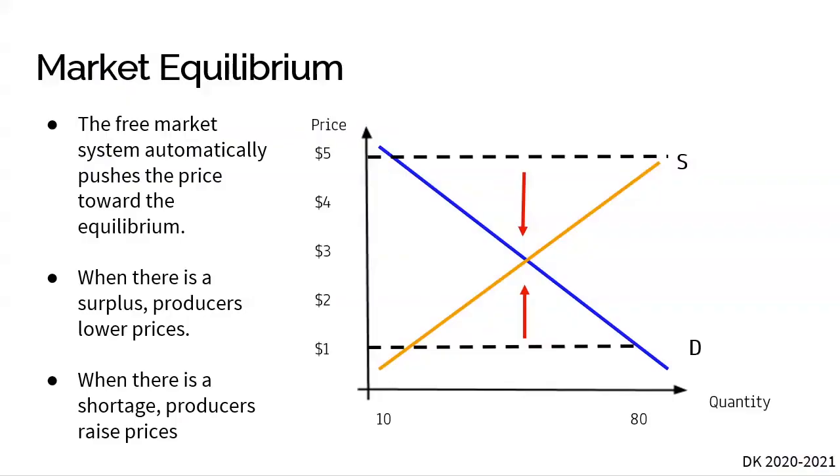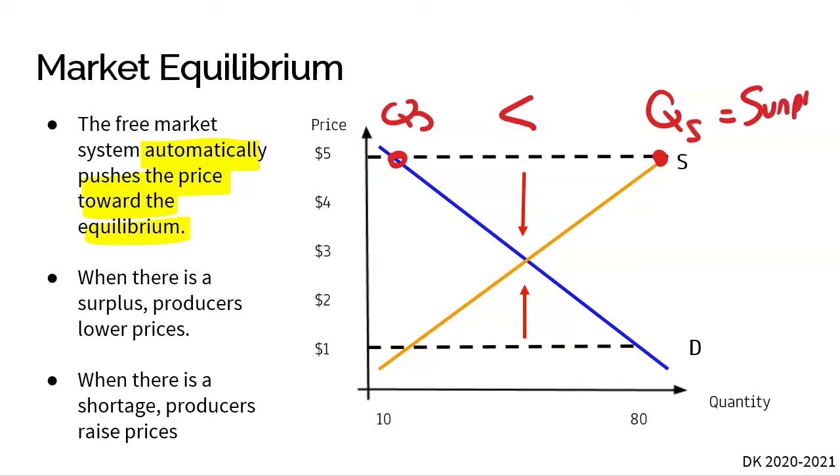So here, the reason why we talk about shortage and surplus with market equilibrium is, if we go back to Unit 1, we talked about this idea of the invisible hand. We're going to say that the free market system automatically pushes the price towards the equilibrium. So if we have a surplus like we do up here, our quantity demanded is less than our quantity supplied. So producers are supplying more than what consumers are demanding. So up here is our surplus.